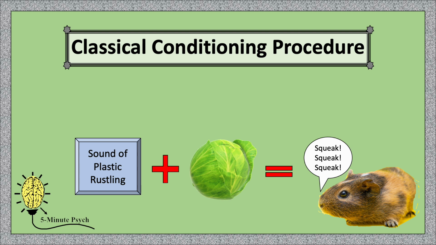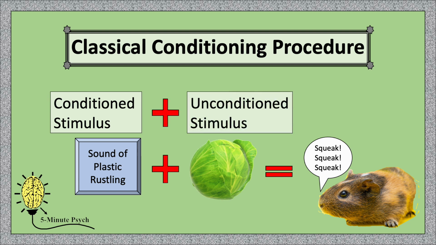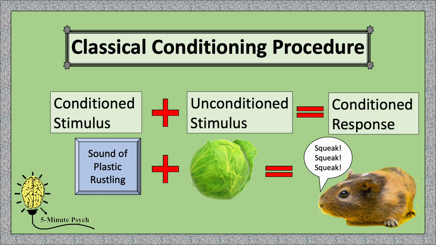In classical conditioning terms, the plastic rustling sound would be called the conditioned stimulus. Conditioned because it was learned about. The squeaking to the plastic rustling sound is called the conditioned response. And this is how you would measure learning in classical conditioning. You would look for the conditioned response, squeaking to the plastic rustling sound alone.